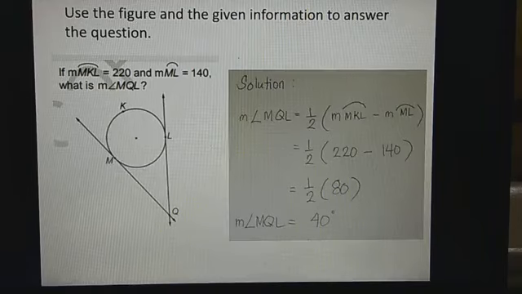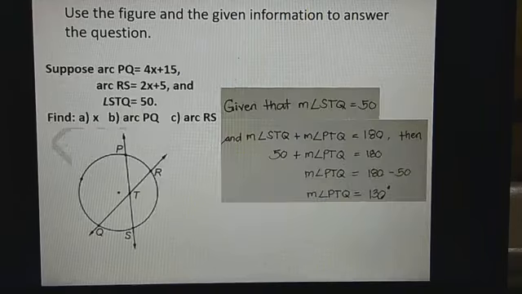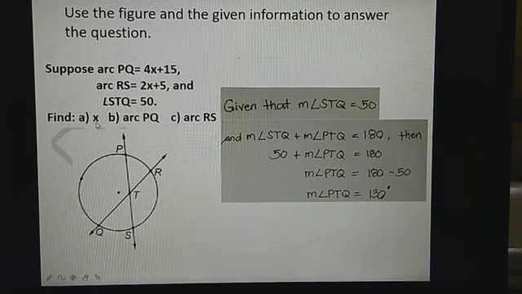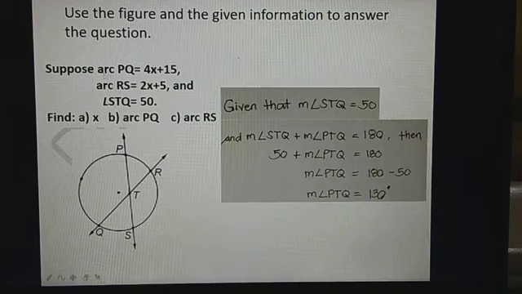Let's have another one example. Okay. Suppose arc PQ is equal to 4x plus 15 and arc RS is equal to 2x plus 5 and angle STQ is equal to 50. Find letter A, x. So what is x? Then letter B, the measure of arc PQ, and letter C, the measure of arc RS.